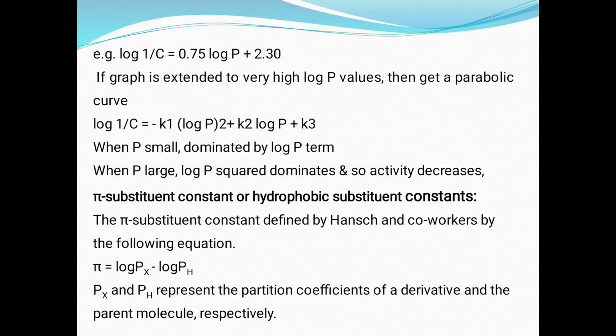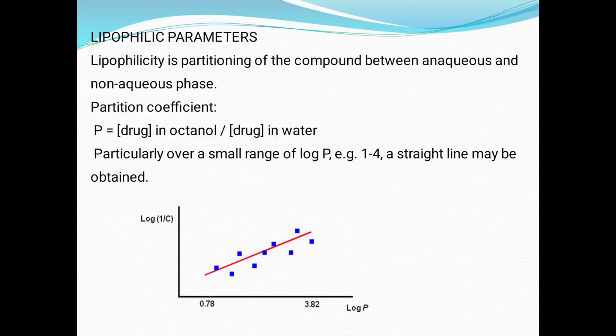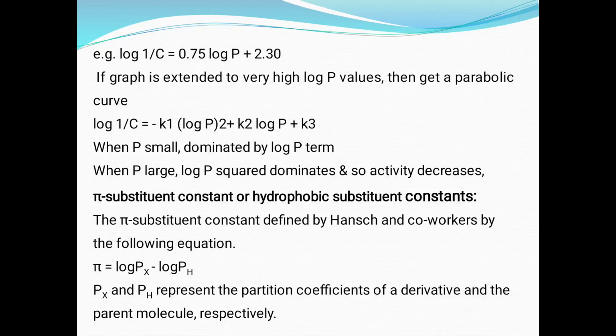For example, we say the equation for this particular line is log 1 by C is equal to 0.75 log P plus 2.30. If the graph is extended to very high log P values, that means if the number of alkyl groups, for example, are added to an extent that the log P values become very high, then this straight line will get converted into a parabola curve. That simply indicates that the activity has now decreased.